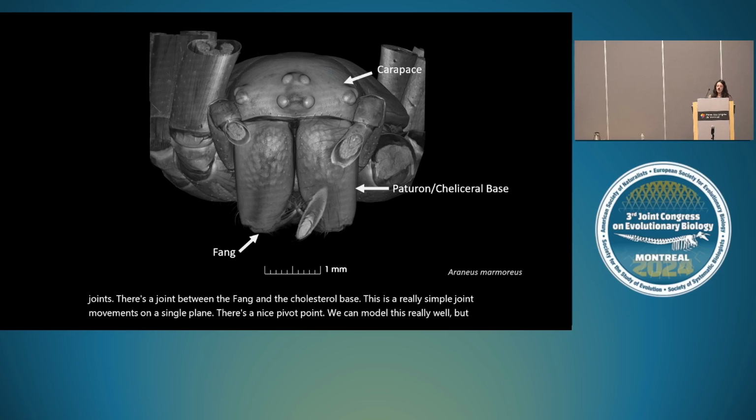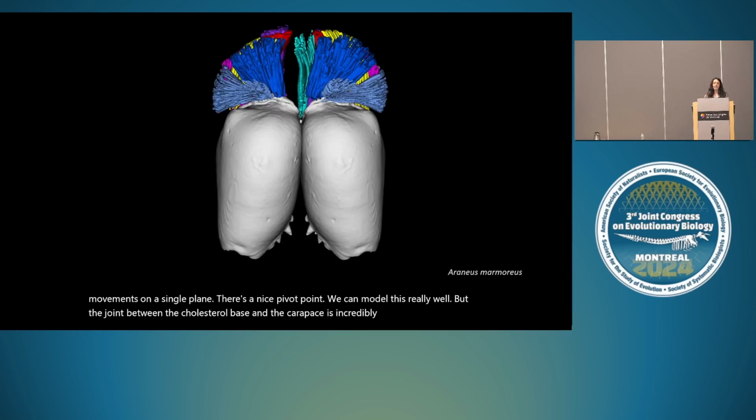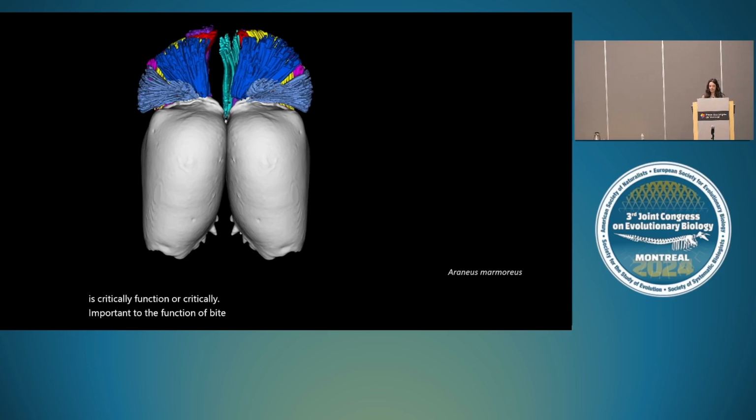But the joint between the cheliceral base and the carapace is incredibly complicated. It's actually controlled by 8 to 9 pairs of muscles. There's no direct pivot point that we can find, but there is one pair of muscles that seems to control unified movement of the two cheliceral bases, suggesting that this centrally located muscle is critically important to the function of bite forces in spiders.